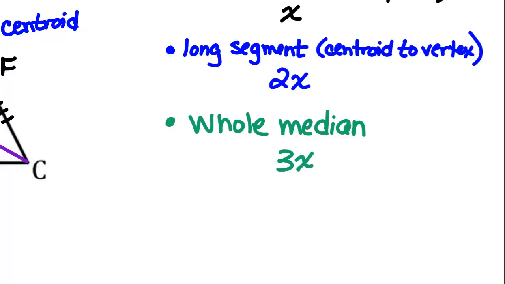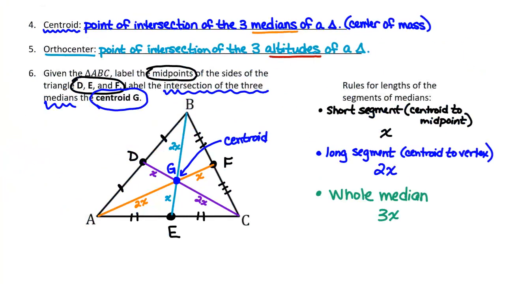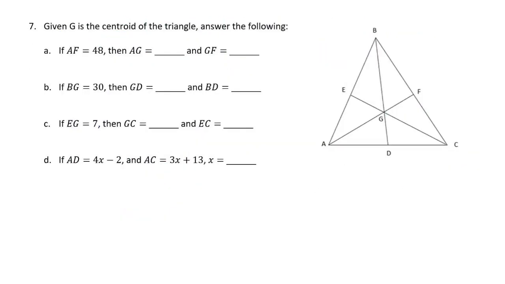All right, so there's a whole bunch of stuff. If they tell me something is a centroid, then I know the segments that are drawn in are medians. I know where they're hitting the opposite side is a midpoint. And I know it has these relationships here. The short part from the centroid to the midpoint is going to be X. And from the centroid to the vertex is going to be 2X. So I want to practice using this to solve some problems. If you flip over to page 6, we've got some examples over there.